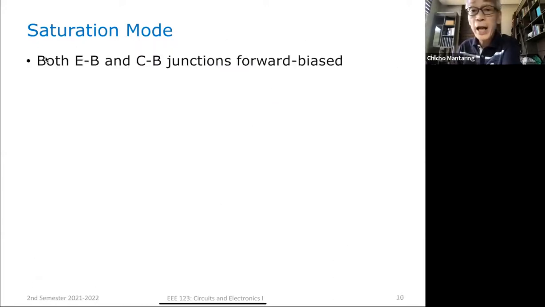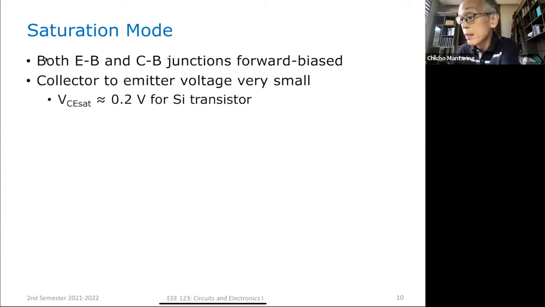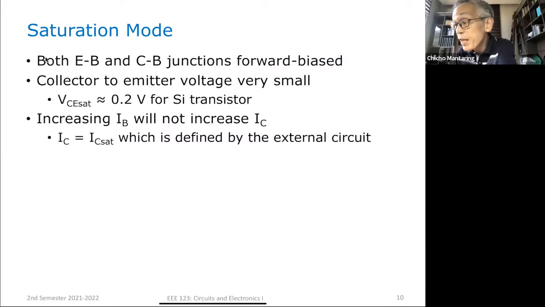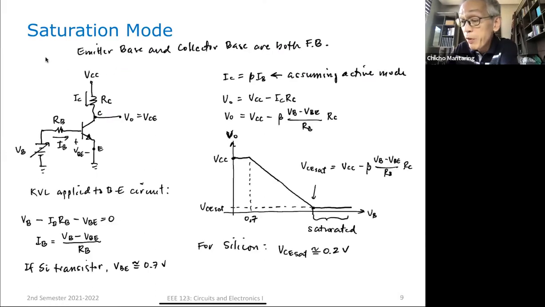Okay, so just to recap, saturation mode: both the emitter-base and the collector-base junctions are forward biased. The collector to emitter voltage is very small, about 0.2 volts for silicon. Increasing I sub B will not increase I sub C. In my previous example, I increased I sub B by increasing VB, but increasing I sub B will not increase I sub C.